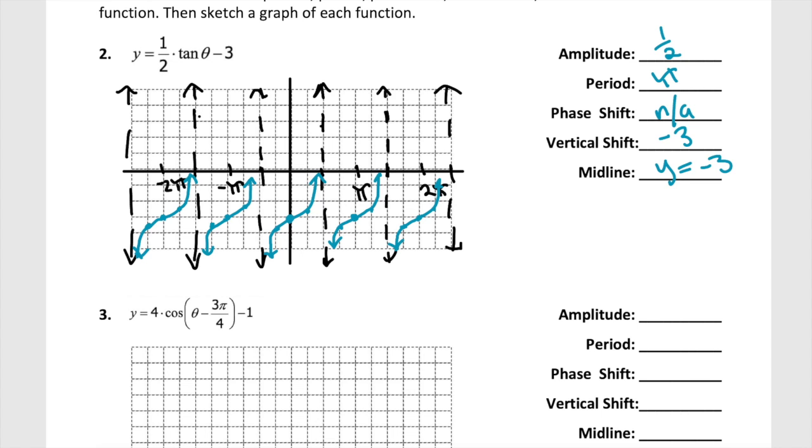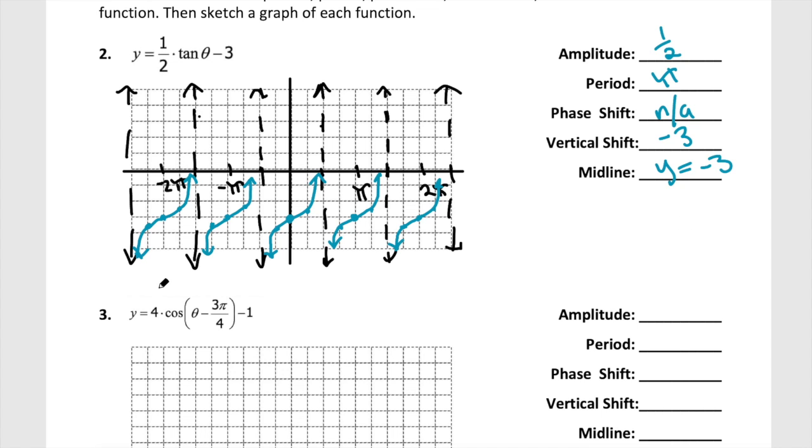The first thing that we want to do is inspect and see if our graph is written in the right form. If we look inside our parentheses, we see we have our angle theta, and there's no number in front of it, which means that we don't need to do any factoring, so our equation is good as is. Now we can begin to identify our 5 important values.